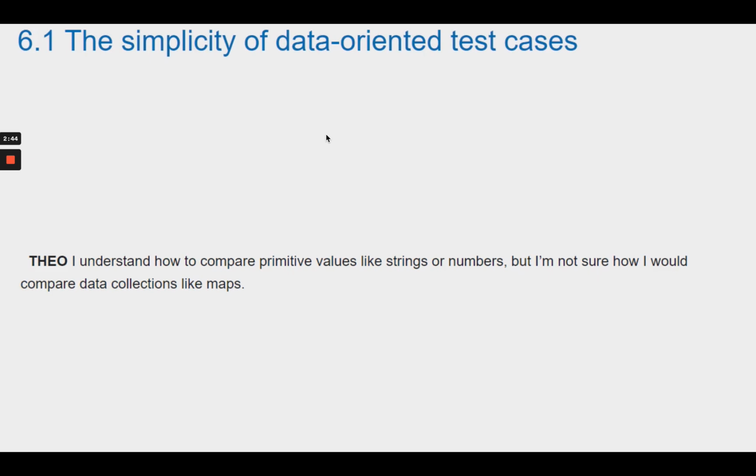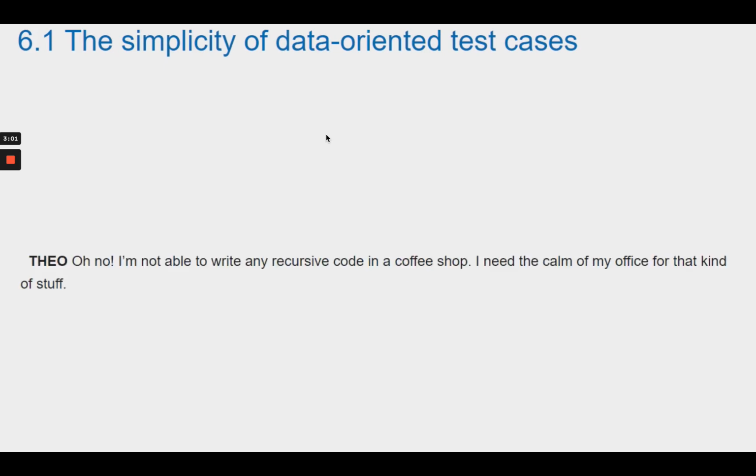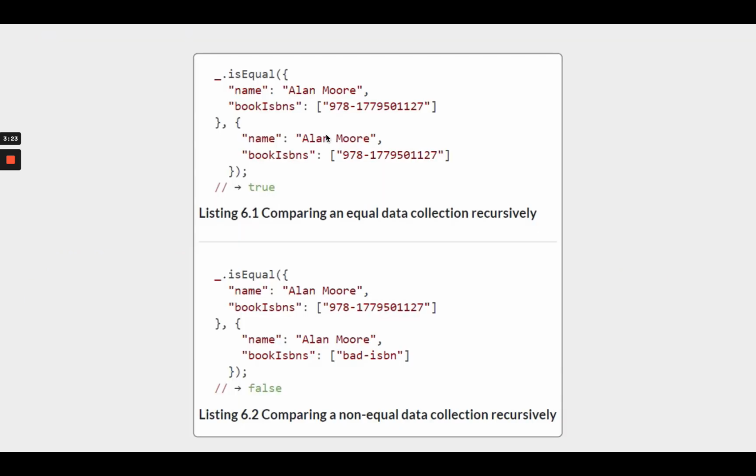Theo: I understand how to compare primitive values like strings or numbers, but I'm not sure how I would compare data collections like maps. Joe: You compare field by field. Theo: Recursively? Joe: Yes. Theo: Oh no, I'm not able to write any recursive code in a coffee shop. I need the calm of my office for that kind of stuff. Joe: Don't worry. In DOP, data is represented in a generic way. There is a generic function in Lodash called _.isEqual for recursive comparison of data collections. It works with both maps and arrays.